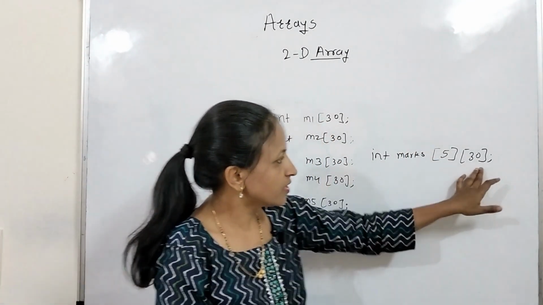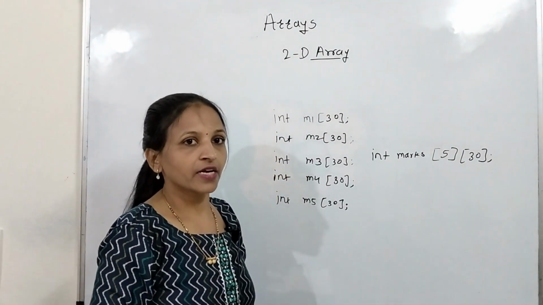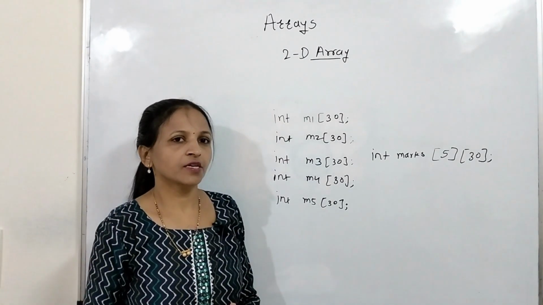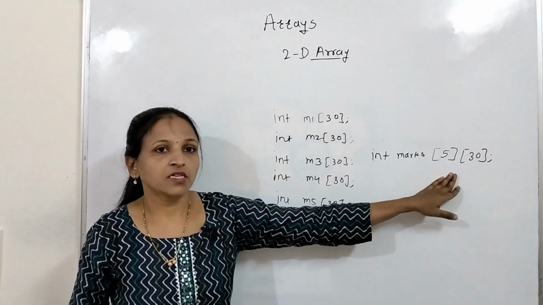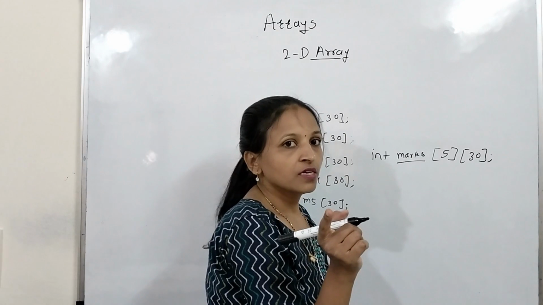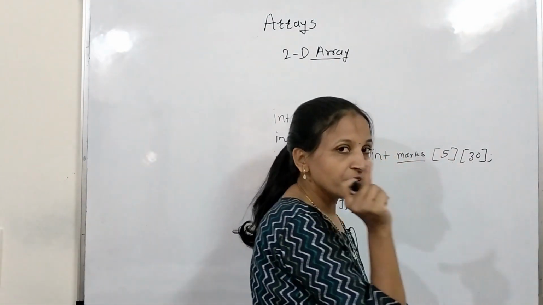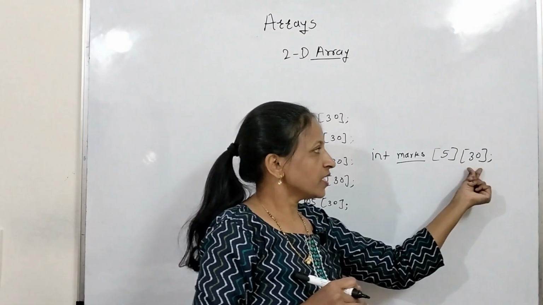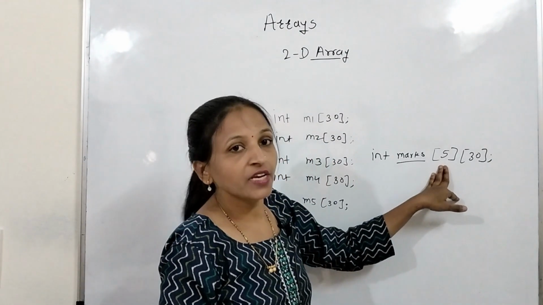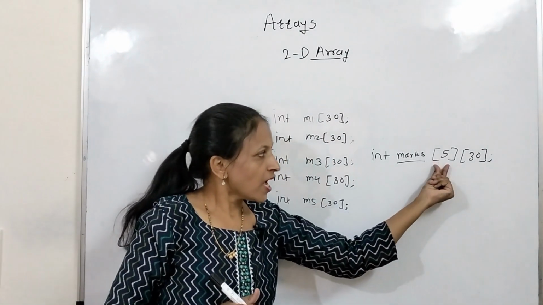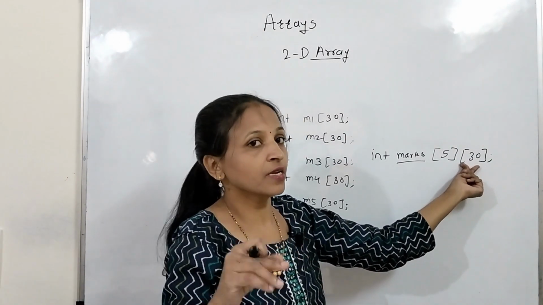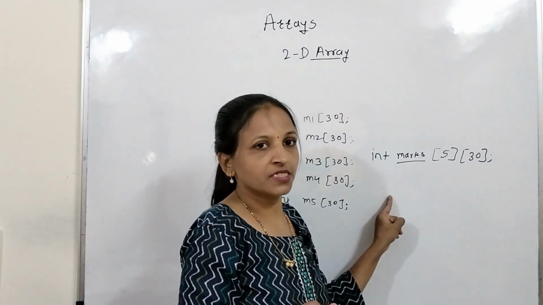Getting it? Now how internally it will create or allocate space, those details we will discuss later. But see here, what is the meaning of this? Whatever we have written here, marks is an array of type integer array. Every individual element of that array is again a one-dimensional array of size 30, and there are 5 elements in this array. Means this is an array of 5 elements, and each array internally has 30 elements in it. This is the meaning of this statement.